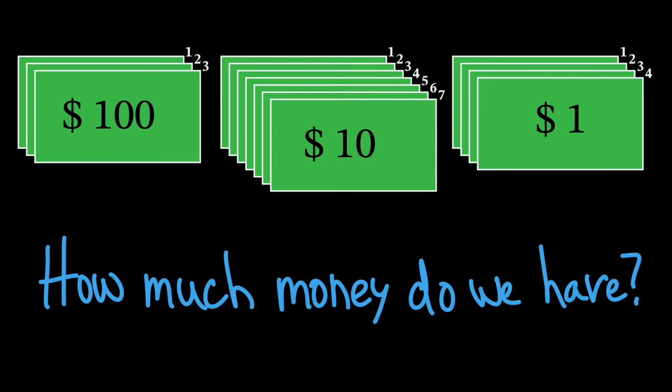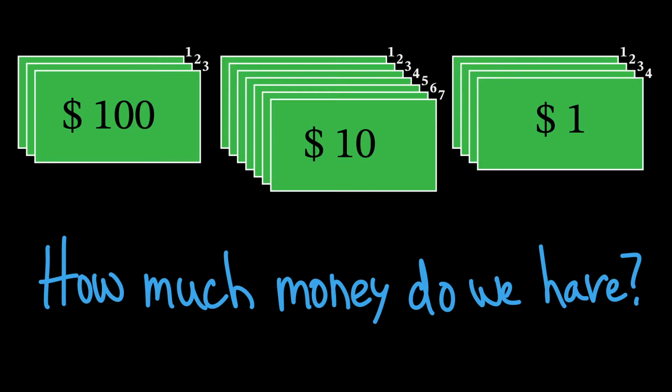Now, if we take a look at money, it gives us a familiar model of place value. Let's pretend we have some money in our wallet. We have 3 $100 bills, 7 $10 bills, and 4 $1 bills. Now we can take a look at this picture. How much money do we have in this wallet?